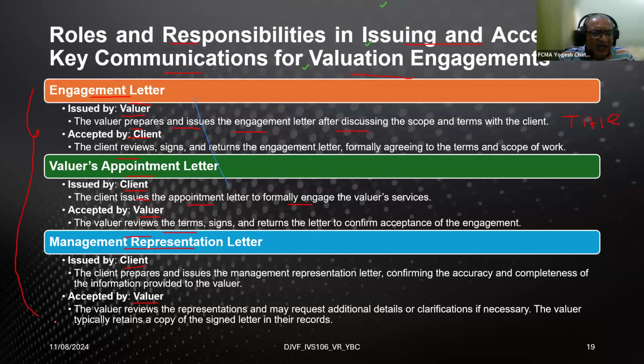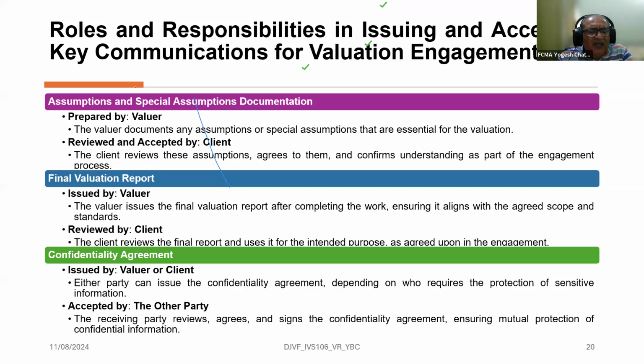These three documents are very important and compulsory in nature. So at least you should have these three documents in any type of valuation assignment. Apart from this, if the valuations are very high value valuations, then on a need basis, you may have a document related to assumptions and special assumptions. That is prepared by the valuer and reviewed and accepted by the client. So the valuer will document any assumption or special assumption that is essential for the valuation, and the client will review these assumptions, agree to them, and confirm understanding as part of the engagement process.